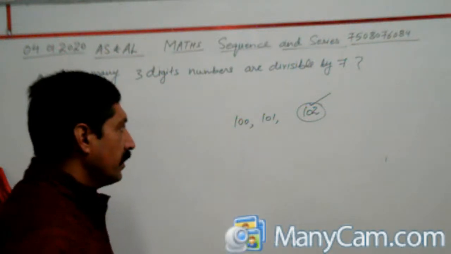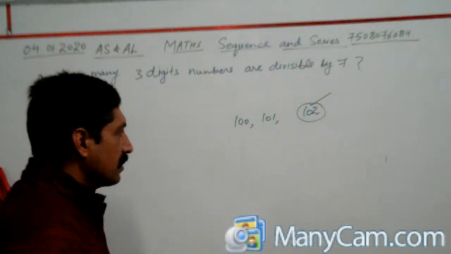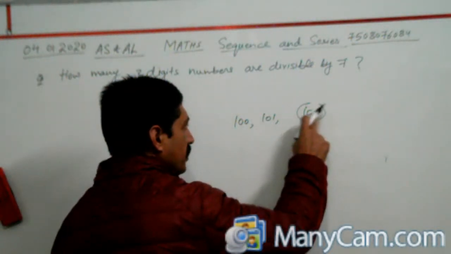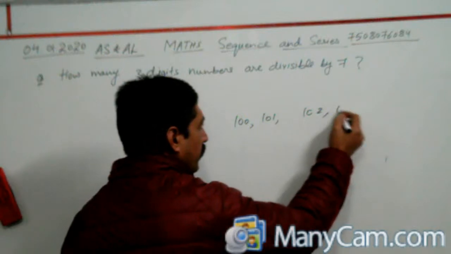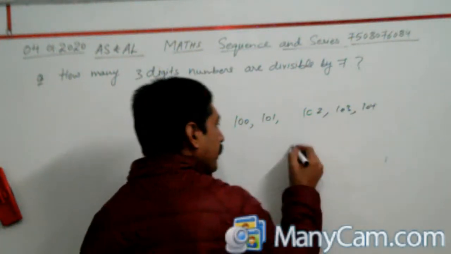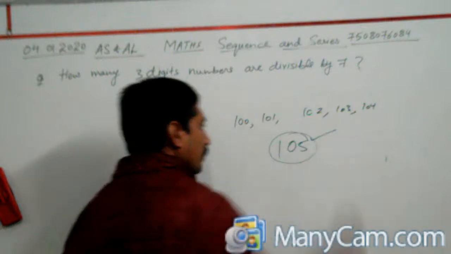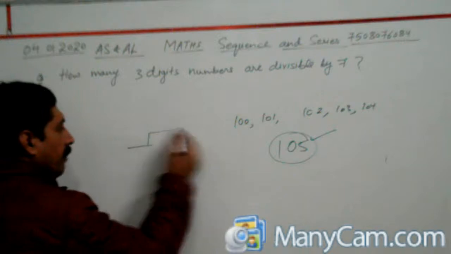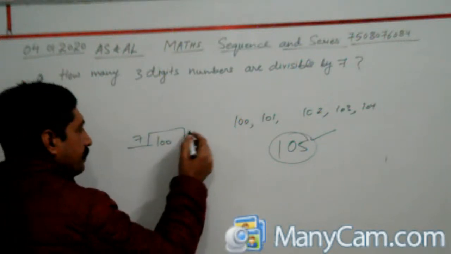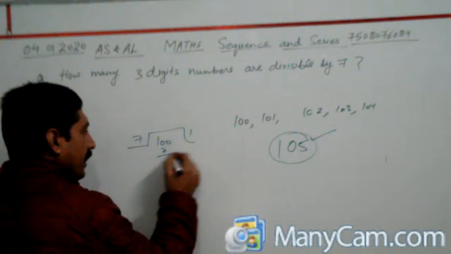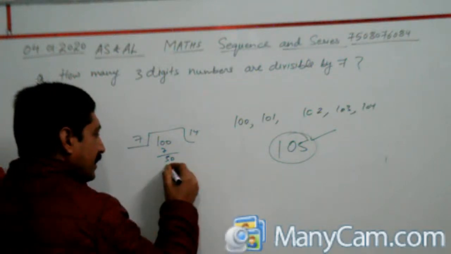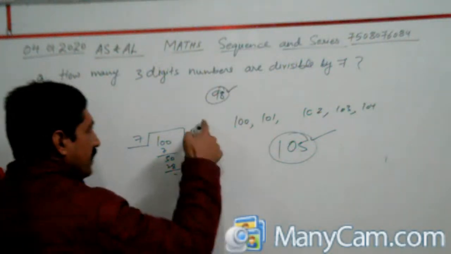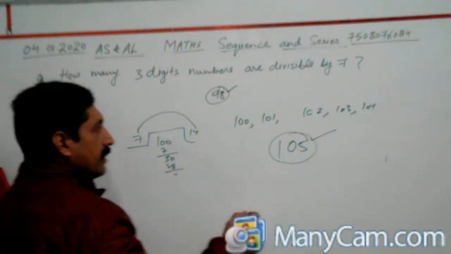So here 102 is divisible by 7? No. So you have to check for the division. 102 is not divisible, 103, 104 also not. 105 is the number which is divisible by 7. Right? When we divide the number 100 with 7, 7 ones are 7, 7 fours are 28, and 2 remains. So 98 is the number which is in the table of 7. 7 14s are 98.